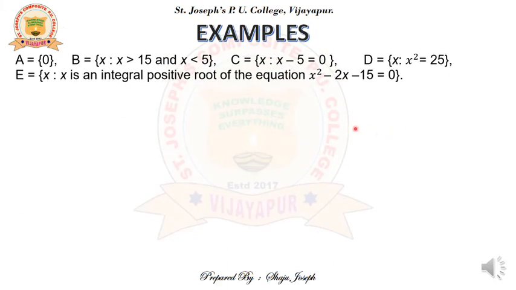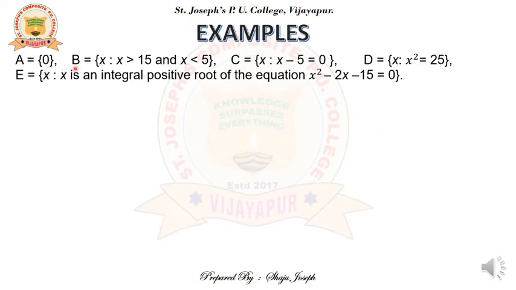Let's go for a few more examples here. I have written the rule method, or the set builder method, for A, B, C, D, E. Now if you carefully observe, the first one is a singleton set, 0. It looks like a null set, but no, it is a singleton set.